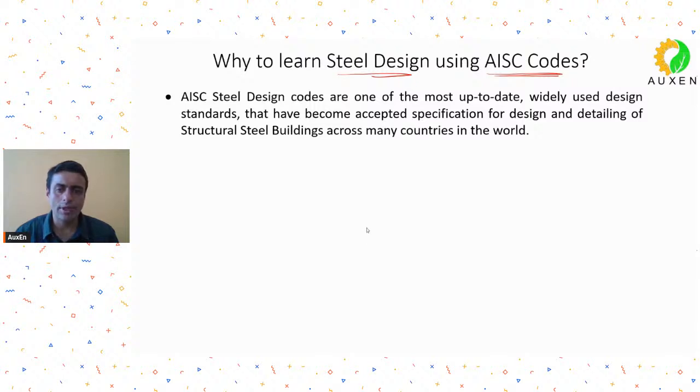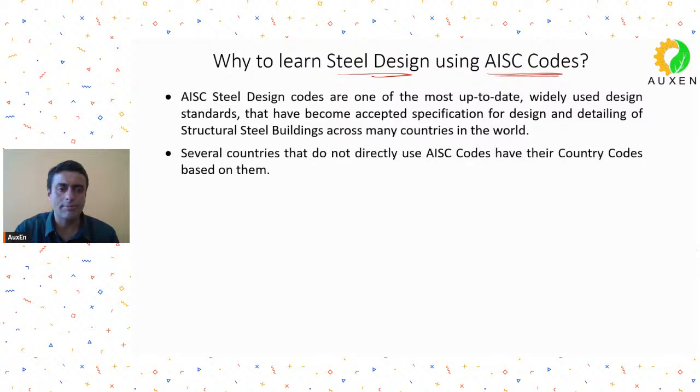So they are quite up to date, and they incorporate a lot of the latest research work in their codes. From time to time in their updation, the latest research is included. The research finds a place in the codal provisions. So they are the most up-to-date standards. And if you see, they have become the accepted specification for structural steel buildings across many countries in the world. Not only in the US, but also in other countries, they find a lot of acceptance. There are several countries that do not directly use AISC codes. They may have their own country codes, but their country codes are based on AISC standards.